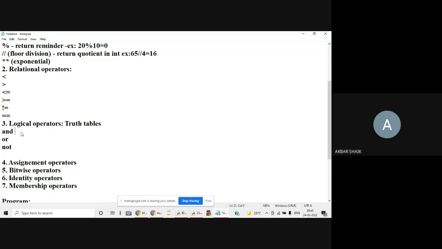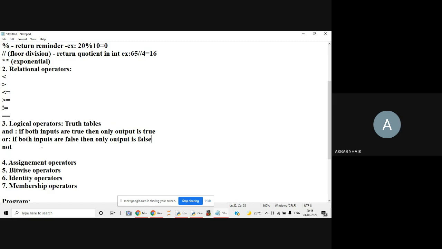What is the truth table for AND? AND means if both inputs are true, then only the output is true. This is the AND logic. Next, what about OR logic? OR logic is: if both inputs are false, then only the output is false.